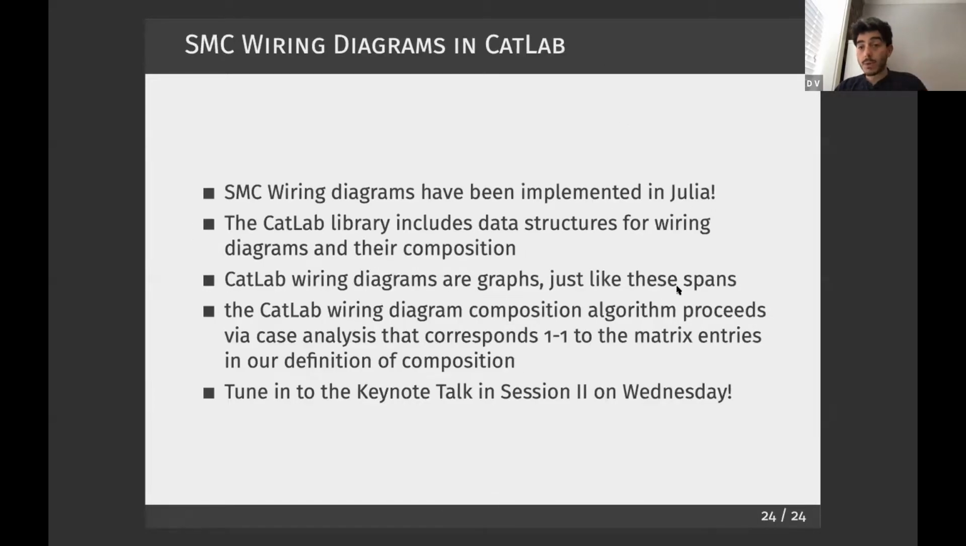Finally, part of why this project was even inspired is via CATLab. So SMC wiring diagrams have already been implemented in Julia in the CATLab library, which our co-author Evan was the flagship developer on. The CATLab library includes data structures for wiring diagrams and their compositions. The wiring diagrams have underlying data structure graphs, very similar to our spans. And furthermore, the wiring diagram composition algorithm proceeds via case analysis that corresponds one-to-one to the matrix entries of our definition of composition. And if you want to learn more about CATLab, tune in to the Keynote Talk in session 2 on Wednesday to hear Evan and collaborators discussing it.